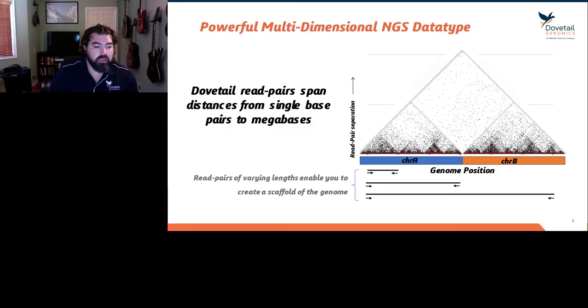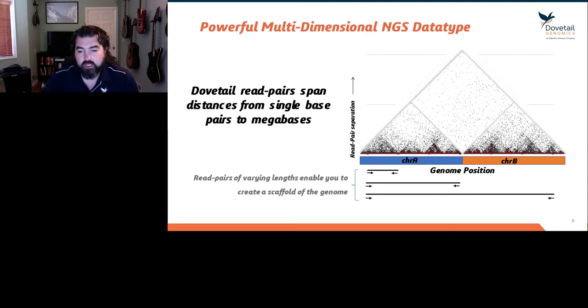And so one of the things that we want to start with is orienting you on how to read these data. So here is a sort of pictograph of how you would visualize these Hi-C data. Each one of these points on the graph is a read pair, with the x-axis being the position on the genome and the y-axis being the insert size that's captured in those read pairs.